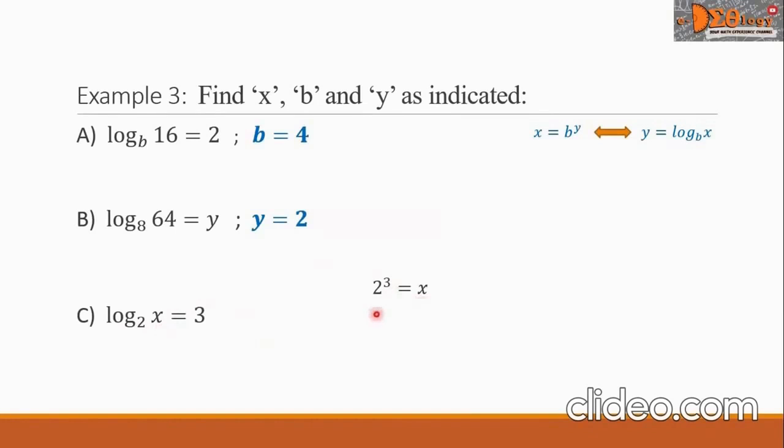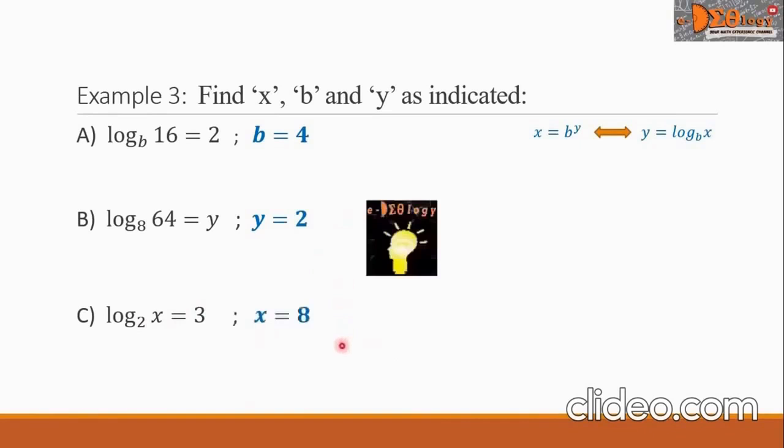I will just simplify the 2 cubed, and this will give me 8. So 8 equals x. And this equation gives me the value that I want, that x equals 8. This is my answer. I will just copy this opposite letter C. So we are now complete with our answers for A, B, and C.